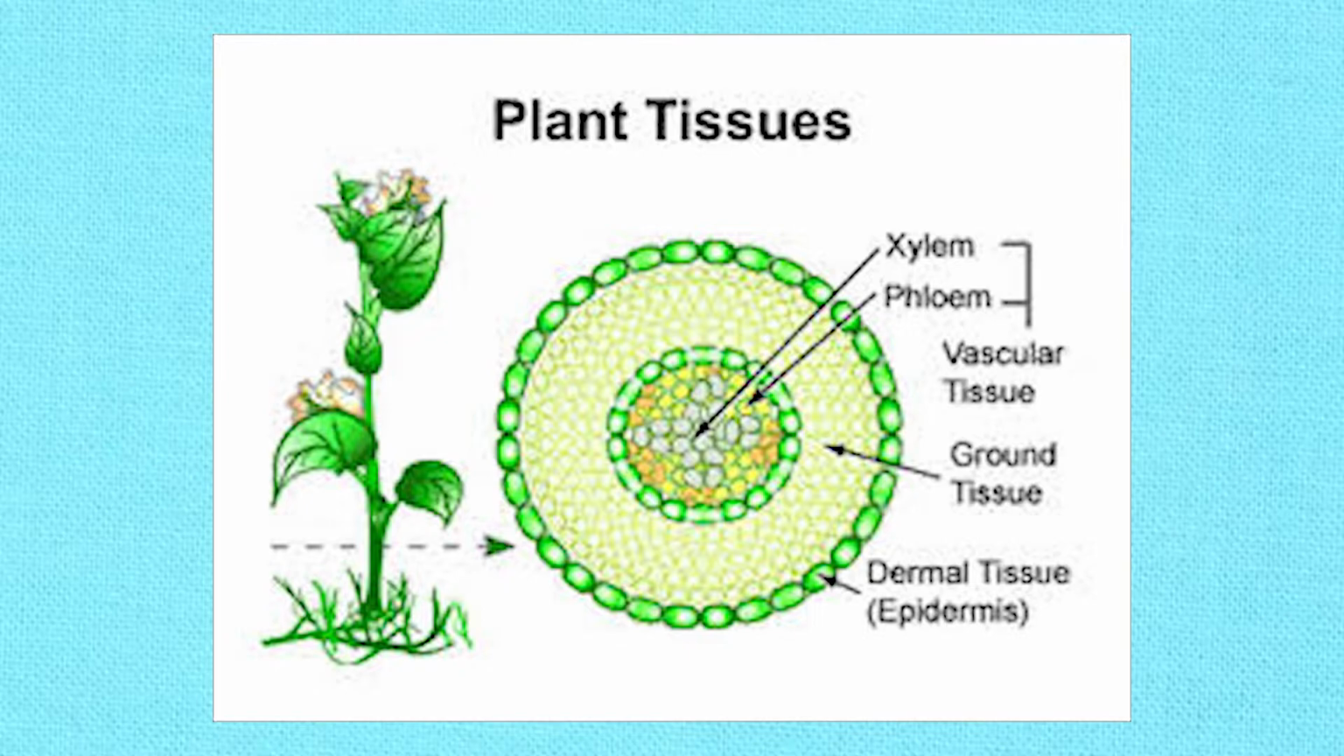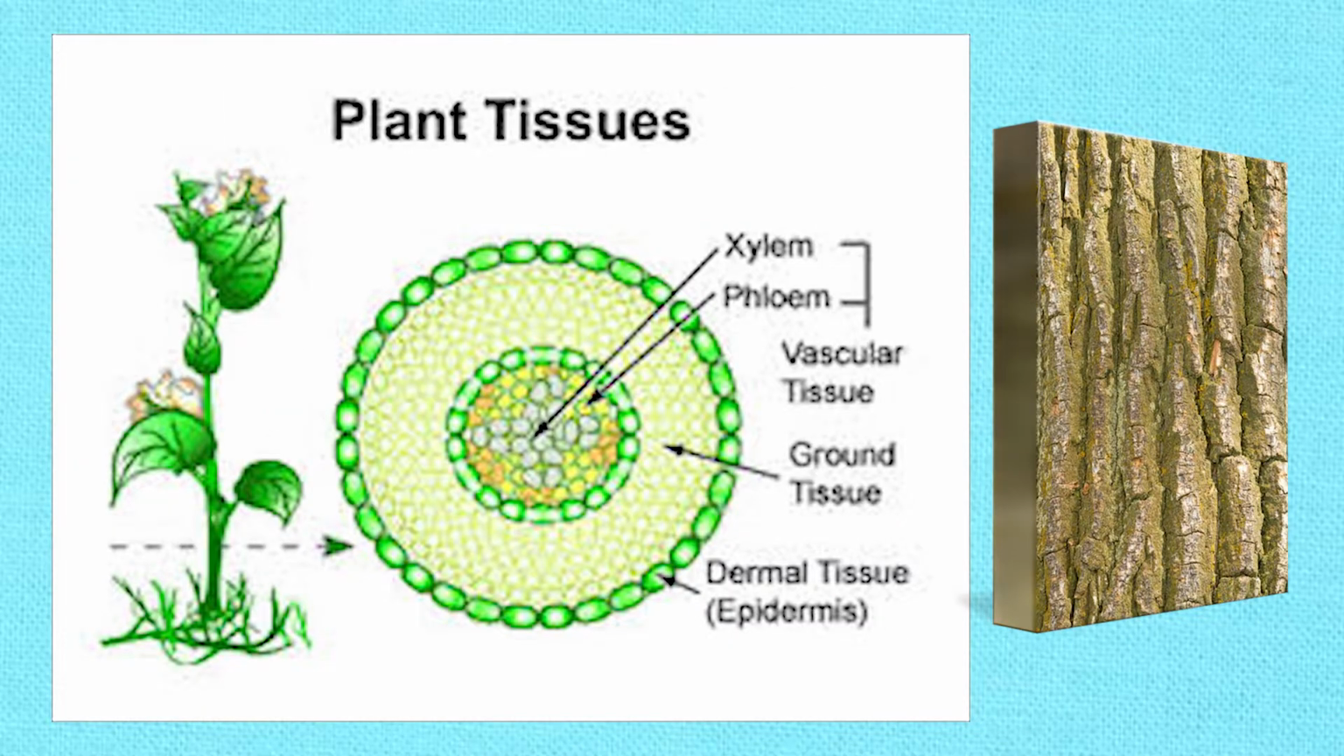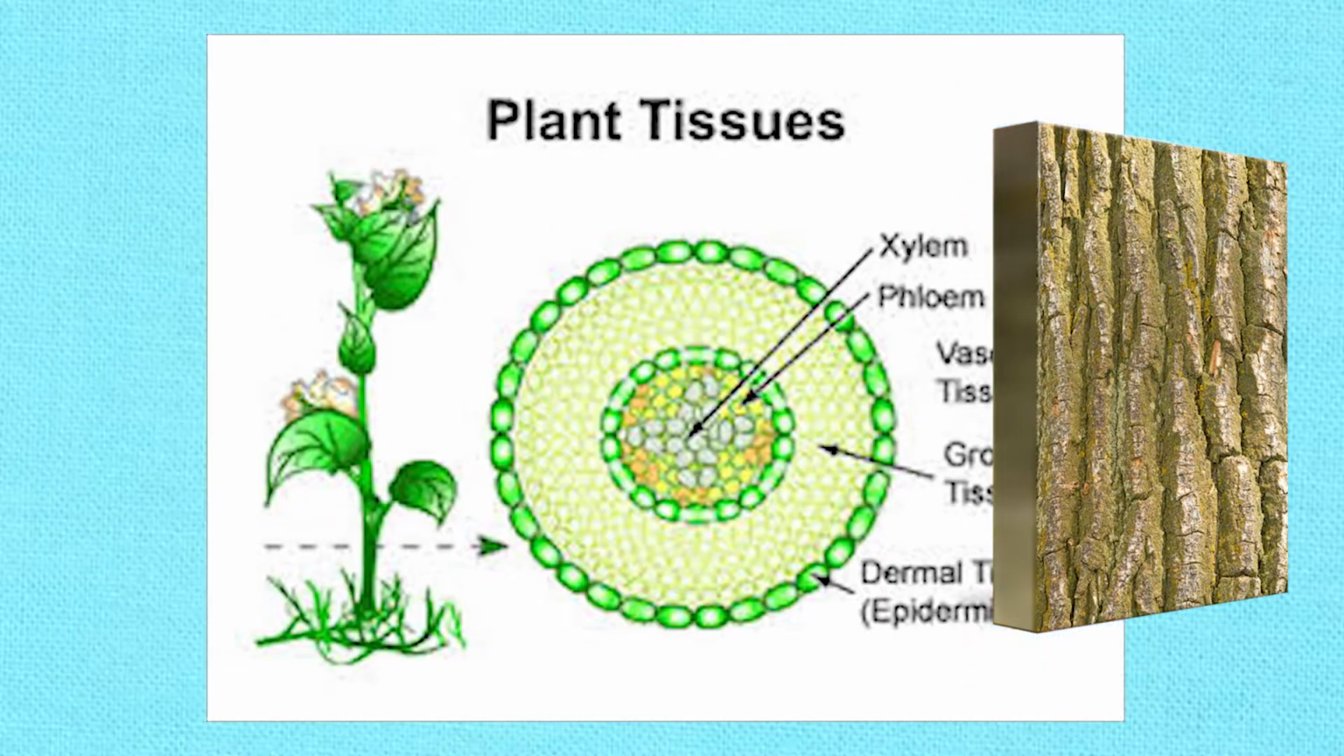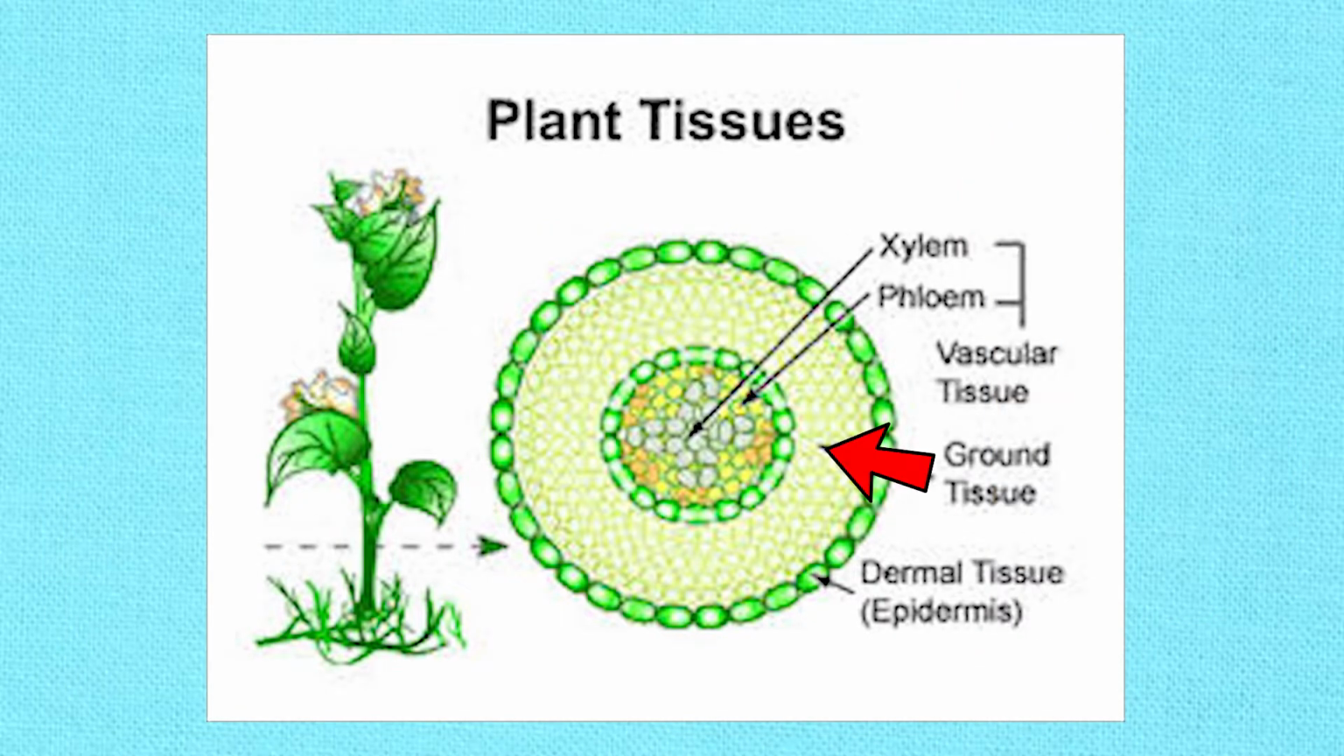The first one is going to be the dermal tissue. Consider dermal tissue like the human epidermis, which is our skin. It's going to be the bark, the outer covering. It's mostly for protection. You also have ground tissue, which is right inside that layer, just inside the dermal layer. It's a tissue that goes all the way up and has a little bit of storage, a little bit of structure.